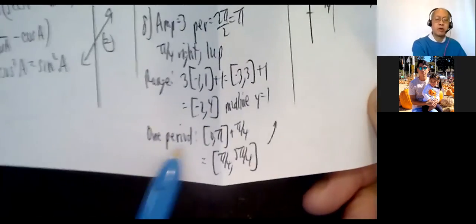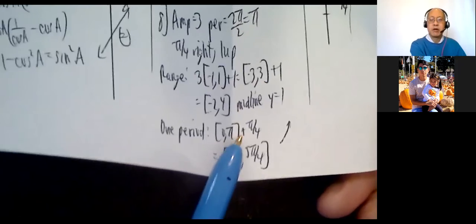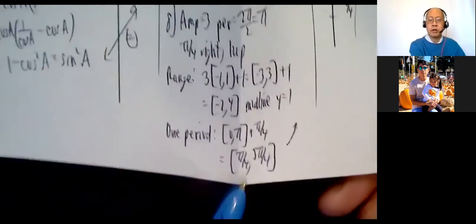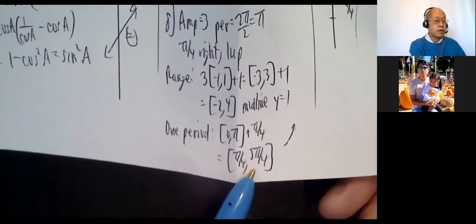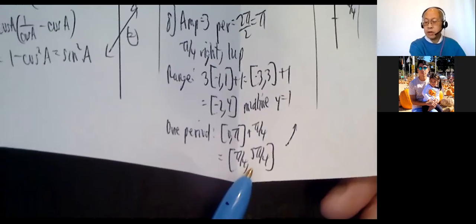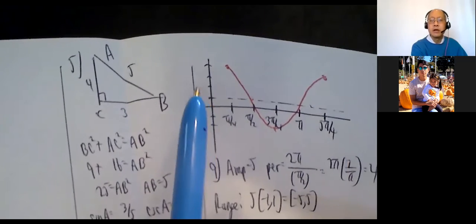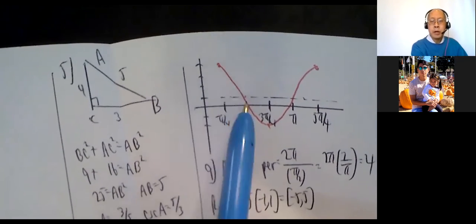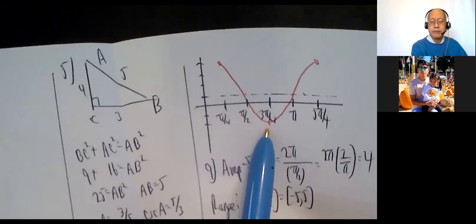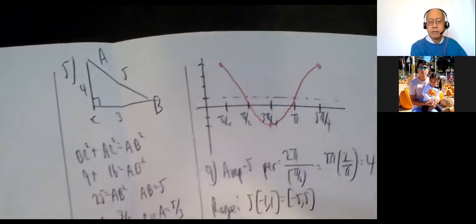And then 1 period would normally go from 0 to pi, but you're moving pi over 4 to the right. So pi over 4 to 5 pi over 4 is what we want. So that gives me this graph. Pi over 4 to 5 pi over 4 is 1 period: maximum of 4, midline, minimum -2, midline, maximum.